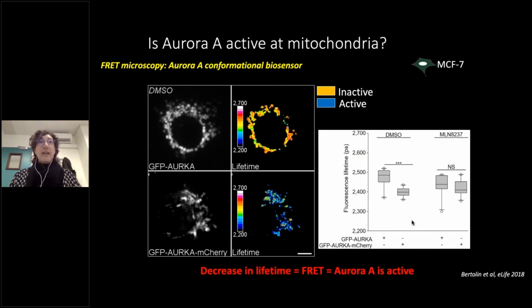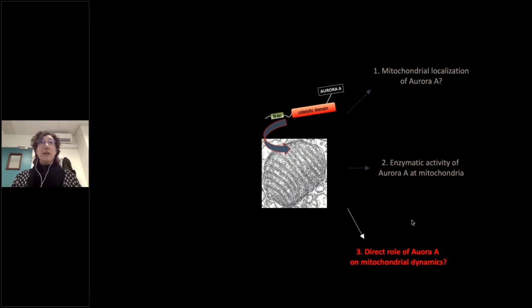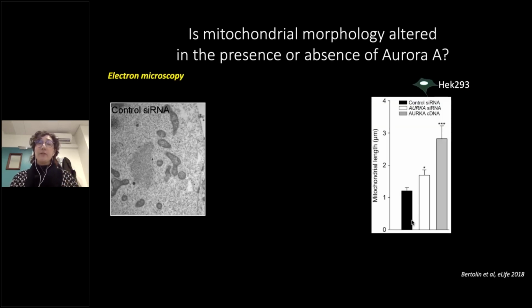Again, we were very happy. We have a localization. We have an activity of Aurora A at mitochondria, but what for? We decided to take a look at the most straightforward feature of mitochondria, so mitochondrial morphology and mitochondrial dynamics, which can be very informative in terms of functionality of mitochondria. And again, to answer this question, we turn to electron microscopy and to HeLa cells. So this is a thin section of mitochondria in HeLa cells, where organelles appear as beans, like here, or as small globules, as here.